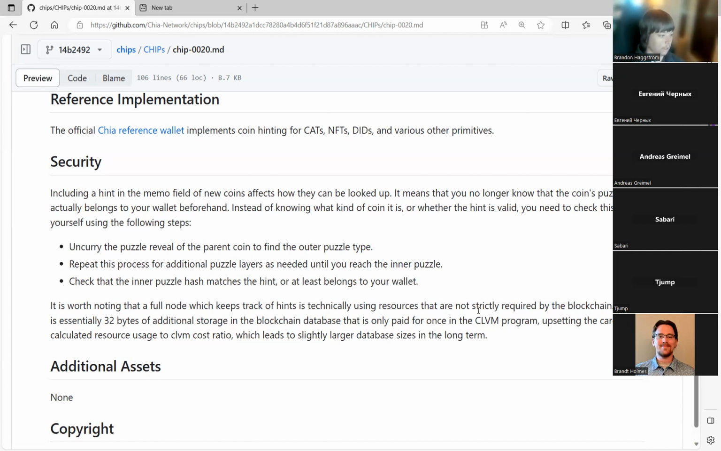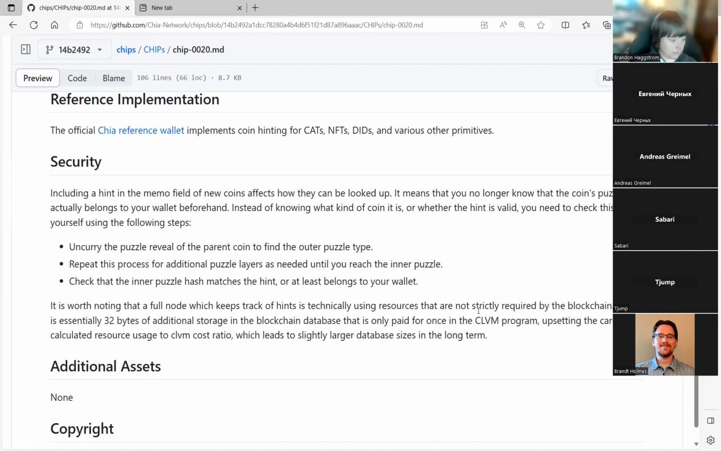There is 32 bytes worth of cost added by using hints. So that's why it's optional or not required for standard transactions, so that you don't have to add that cost every spend. But for things like NFTs, it does add an additional cost by doing this. And it's what is it? 12,000 per byte? Yep. So it'd be 12,000 times 32, whatever that is. Yeah, so a few hundred thousand.